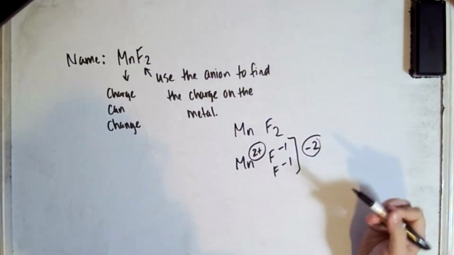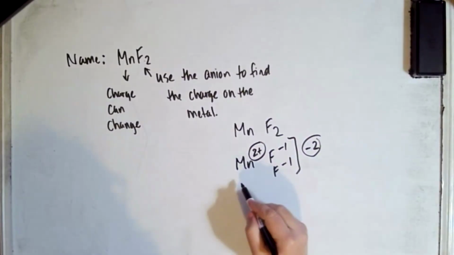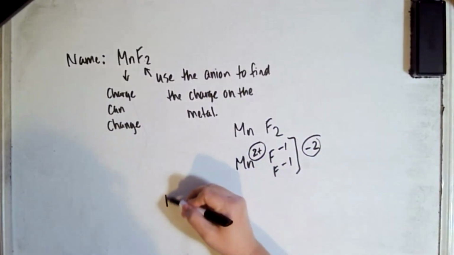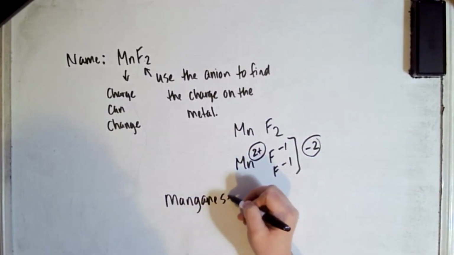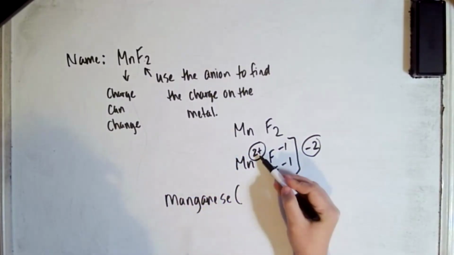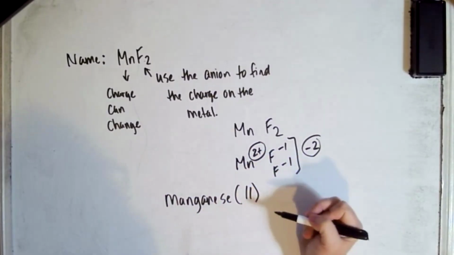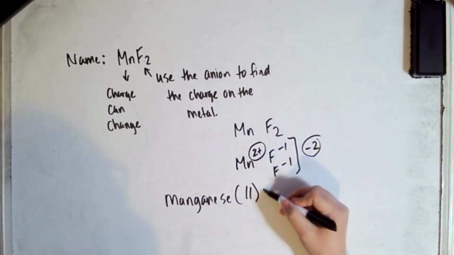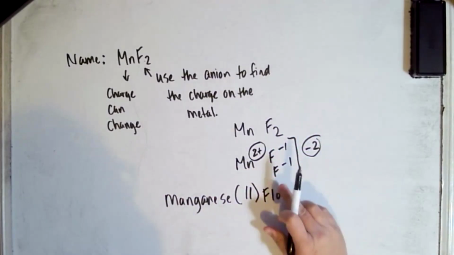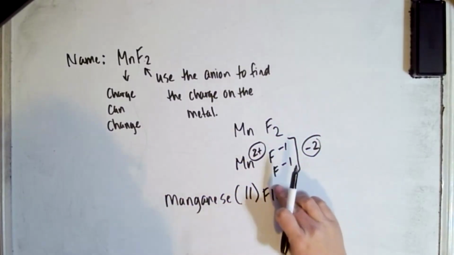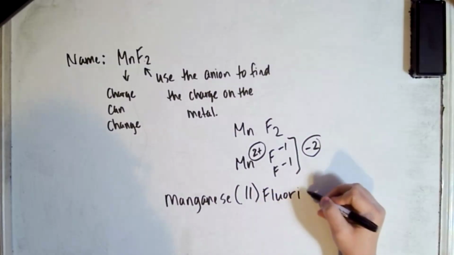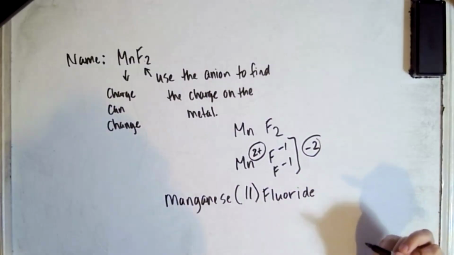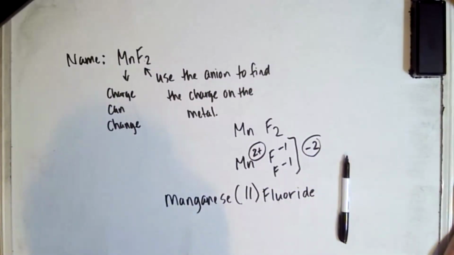Okay. So now when you go to write out the name of this, you're going to start by writing the name of your metal, your cation, and this is manganese. And then in parentheses, you're going to write the charge value, but in Roman numerals. And then you're going to follow it by the name of your anion. So we're going to keep the first syllable in fluorine and we're going to add the -ide ending to it. Okay.